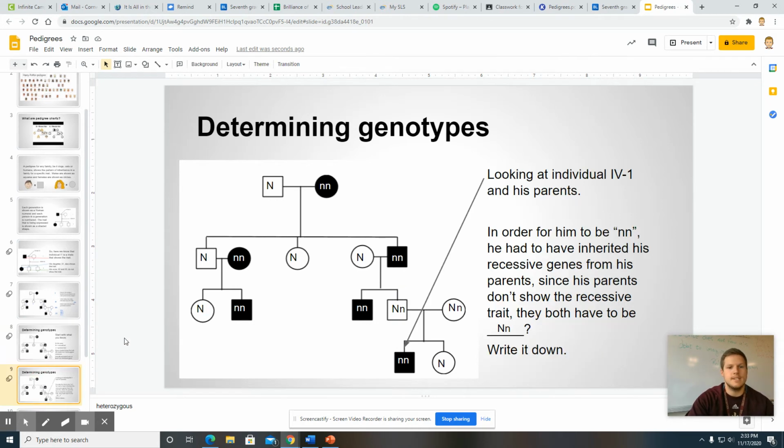All right? Now, looking at individual 4-1 and his parents, in order for him to be lowercase n, or homozygous recessive, he had to have inherited his recessive genes from his parents, okay? Since his parents don't show the recessive trait, they both have to be capital N, lowercase n, okay? That's just a way to help you all out. You don't have to write it down. I have it here for you.